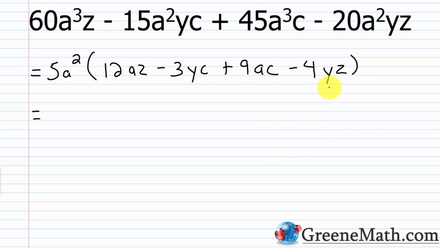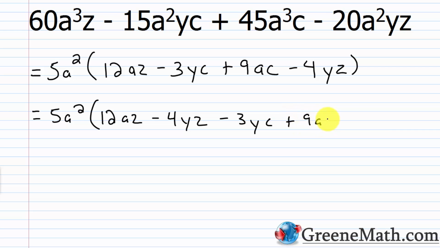So I noticed that this has a Z and this has a Z. This has a 4, this has a 12. 12 is 4 times 3. So let's try writing 5a squared times the quantity, 12az. Then I'm going to put minus 4yz. So this could be a group. And then minus 3yc plus 9ac.